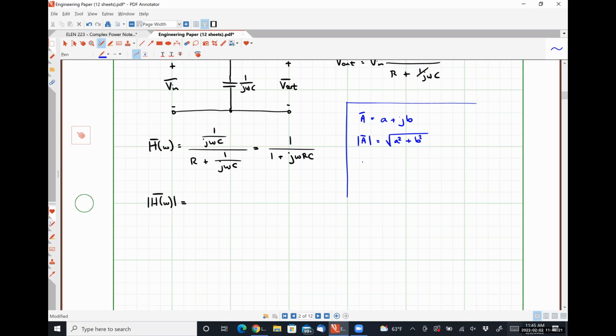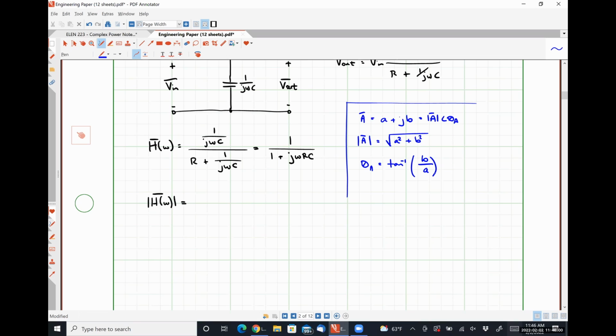The phase angle of A, so if I were to express this as magnitude of A angle theta A as a polar form complex number, the phase angle theta A is the inverse tangent of the imaginary part divided by the real part. Well, this exactly tells us how to get our magnitude response. And this exactly tells us how to get our phase response as a function of omega.